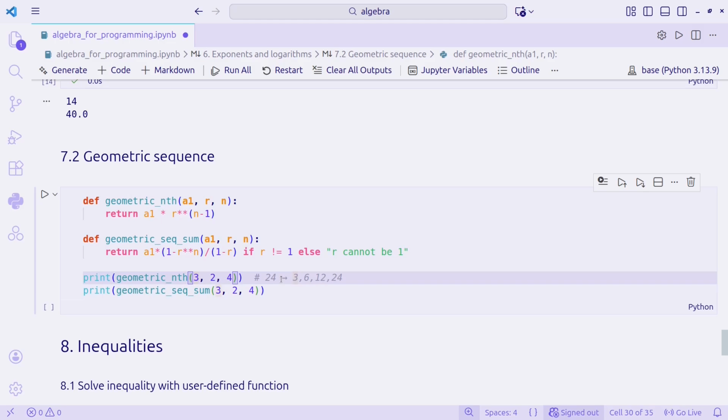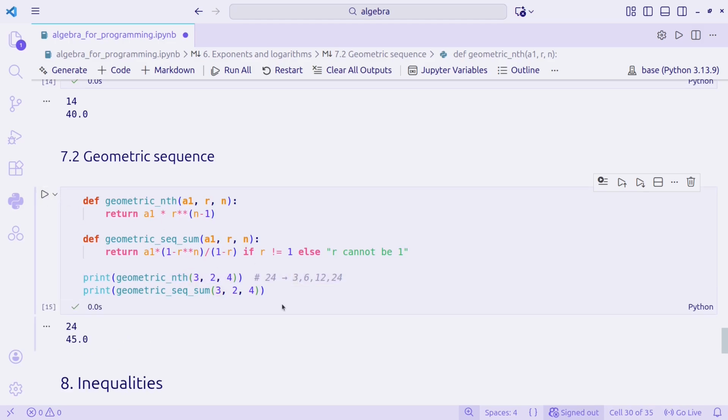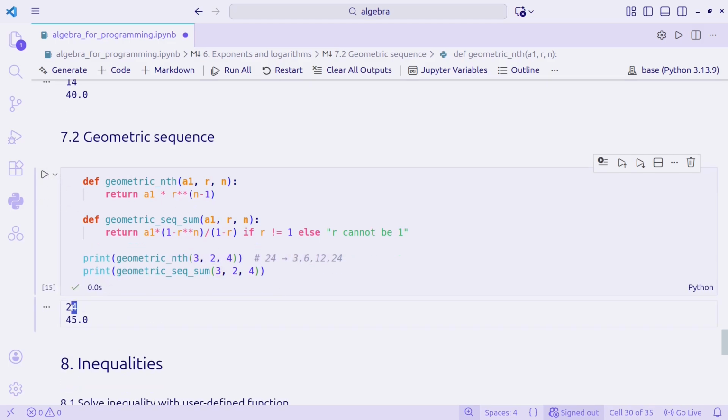Okay, so let us run the program. Yes, you will see the 4th term as 24 and the sum of all these 4 terms as 45. Okay.